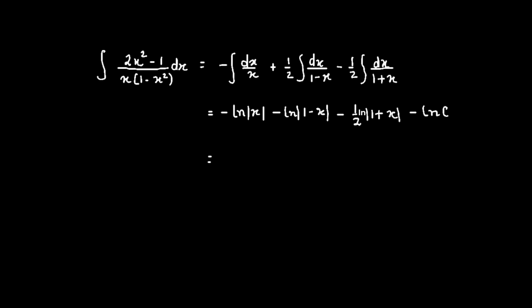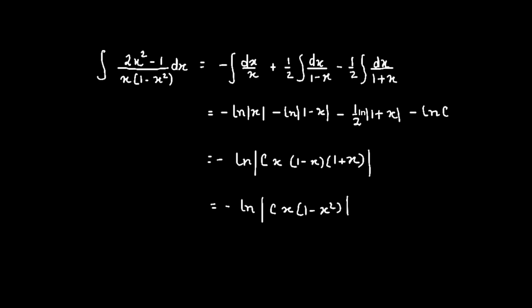Now in the second term we have a negative sign, which we can find out by using the method of substitution. Now we're going to use the property of logarithms. That is going to give us negative times the natural log of c times x times 1 minus x times 1 plus x. We can combine 1 minus x times 1 plus x to get 1 minus x squared. So the final result will be negative log of cx times 1 minus x squared.